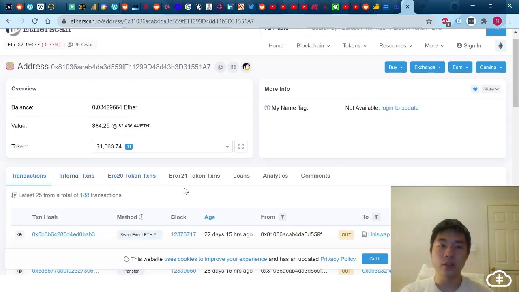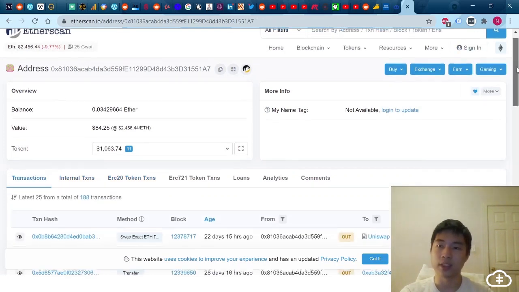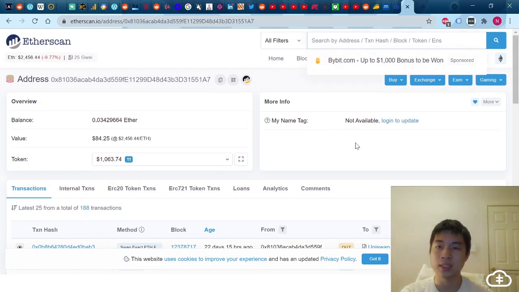Okay, so that's addresses, right? If you have an address, paste it in here and you'll be able to see. Now let's actually move on to transactions.